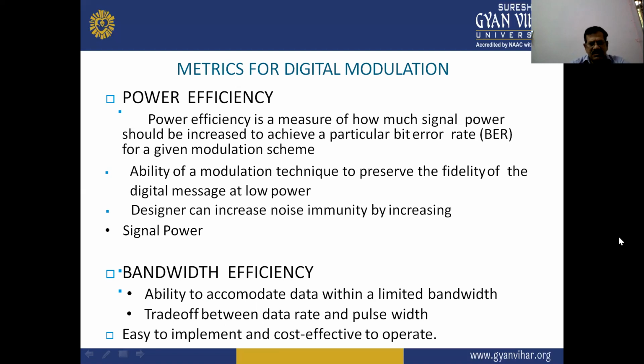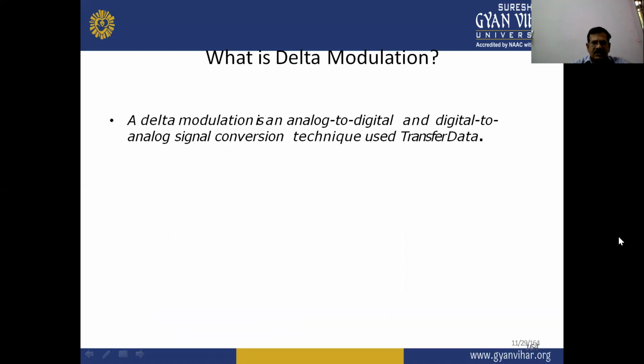Bandwidth efficiency. Basically, bandwidth is the path of communication between two particular frequencies, the frequency difference. So it is the ability to accommodate data within a limited bandwidth, the trade-off between data rate and pulse width. So being easy to implement and cost effective to operate are the merits of digital modulation techniques.